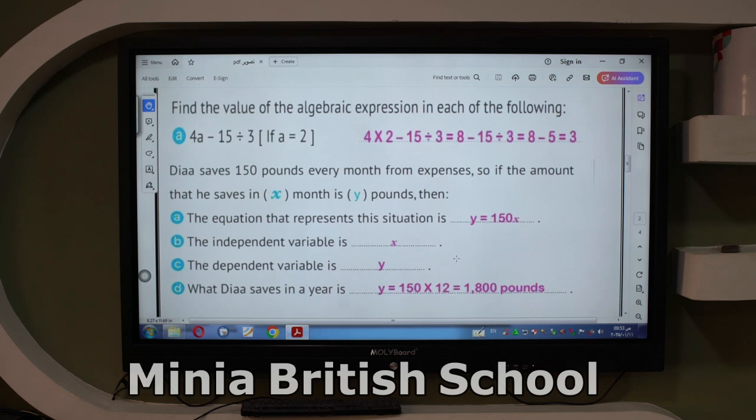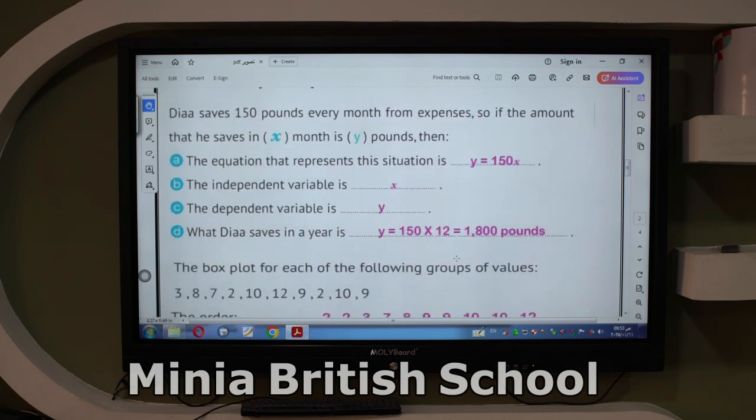Then the next step, exponent. I don't have exponent. Then times or divided. I have times first before dividing. Then we will make the times. 4 times 2 equals 8. Then I have minus and divided. Then divided first. Yes, excellent. Then 15 divided 3 equals 5. I have finally 8 minus 5 equal 3.